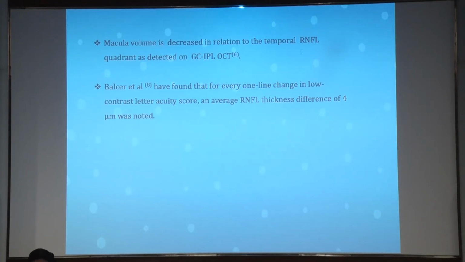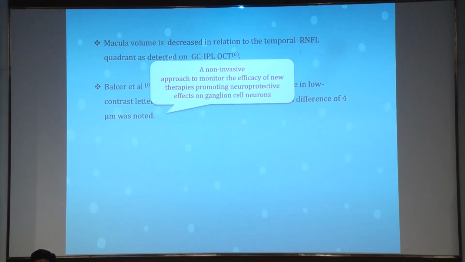Balzer et al. have found that for every 1 line change in low contrast letter acuity square, an average RNFL thickness difference of 4 micron was noted. Here comes another indication of using OCT, a non-invasive approach to monitor the efficacy of any new therapy promoting neuroprotective effects on the ganglion cell neurons.